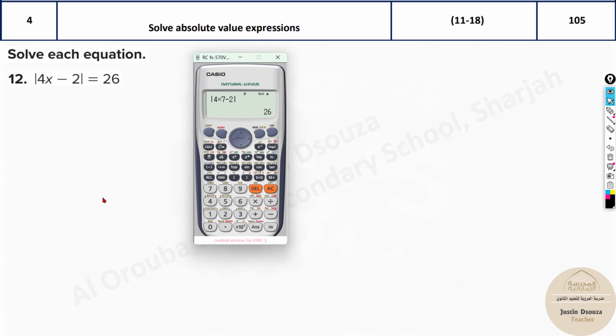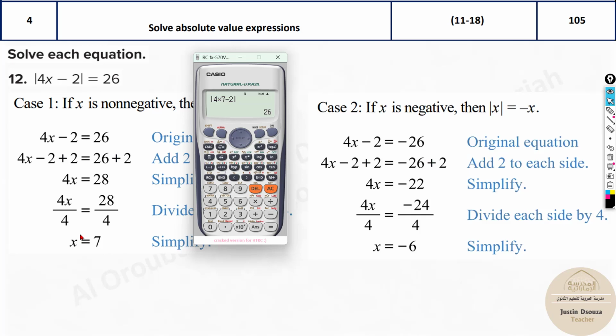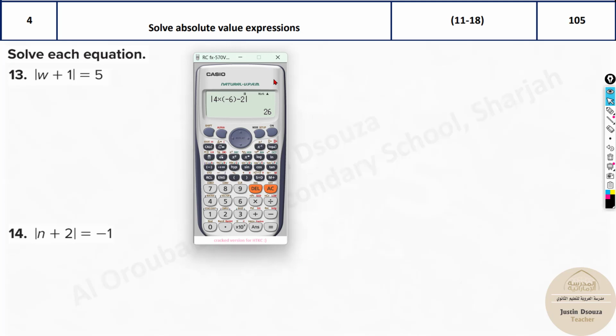Now, what is the other answer? You need to see all 4 options. It works only when there are options. Okay, I got the 7. Now, if I have minus 6 here instead of 7, I will also get 26. Only the 2 correct answers will give you 26, because this is the equation given to us, right? So this is how you can easily track which is the correct answer from the options. Otherwise, you can solve them.